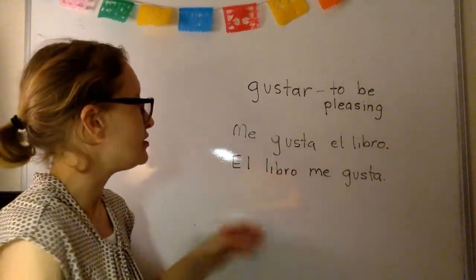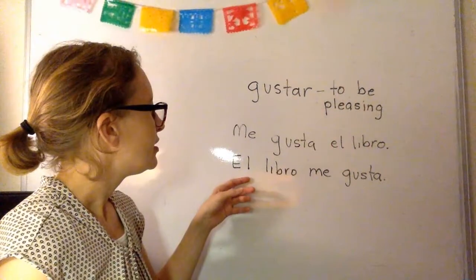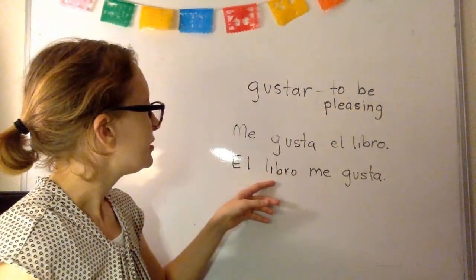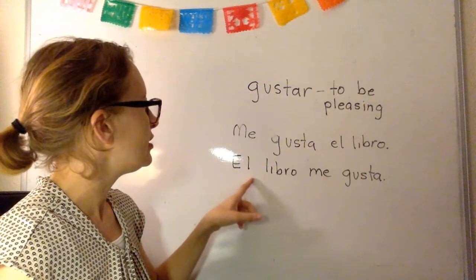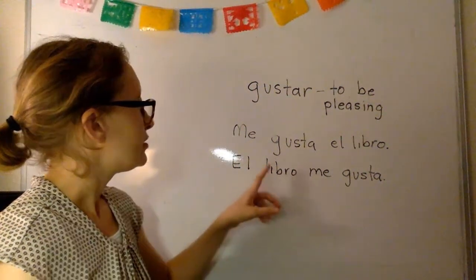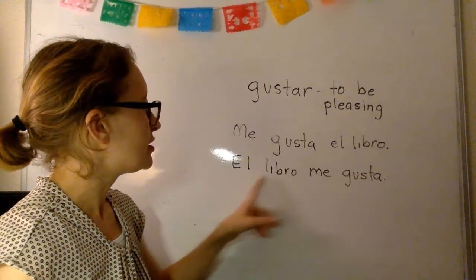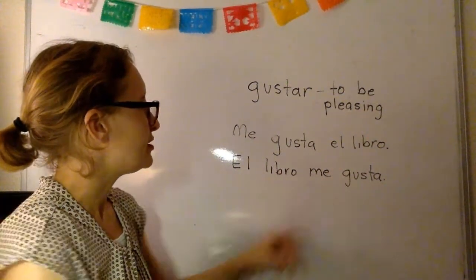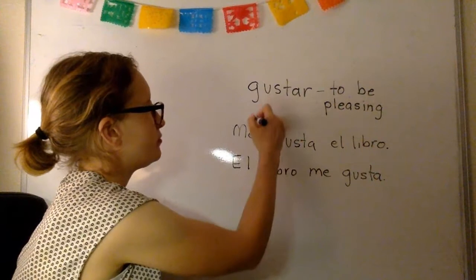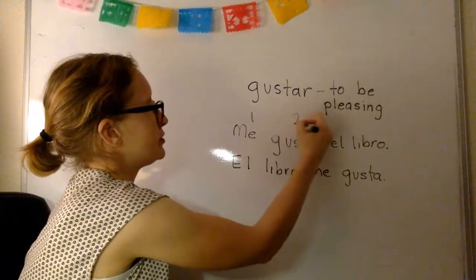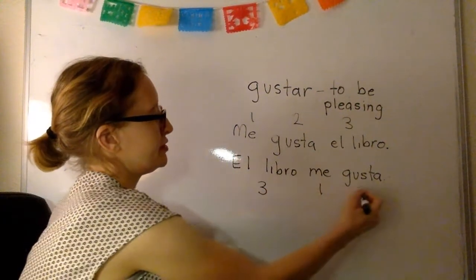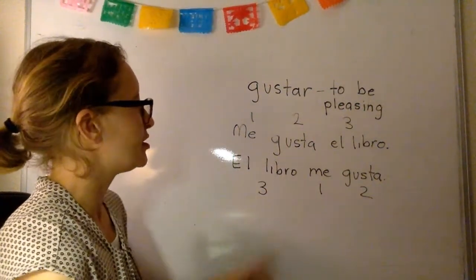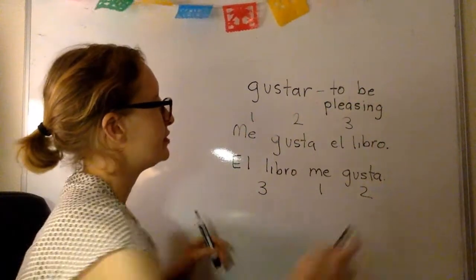That's what this means. There's emphasis on the word book. The book is pleasing to me. So this is not something that you would commonly say, but notice how it's a little bit more difficult to work this in English because of the word order. Now we're saying the book is pleasing to me. So here we have 1, 2, 3. Here we have 3, 1, 2. So it's a little bit more challenging, but this is grammatically correct.